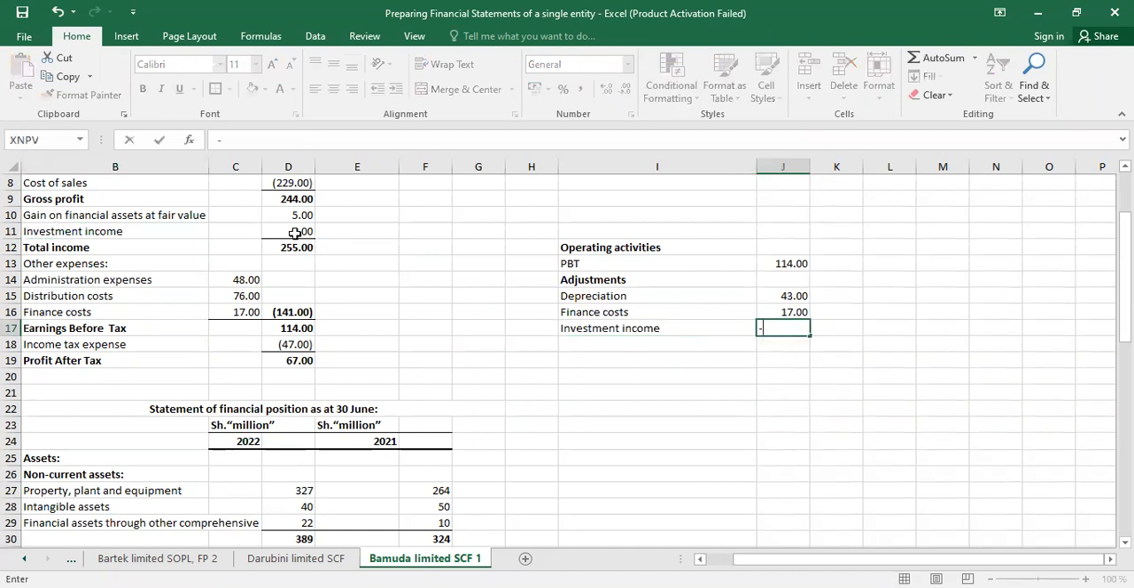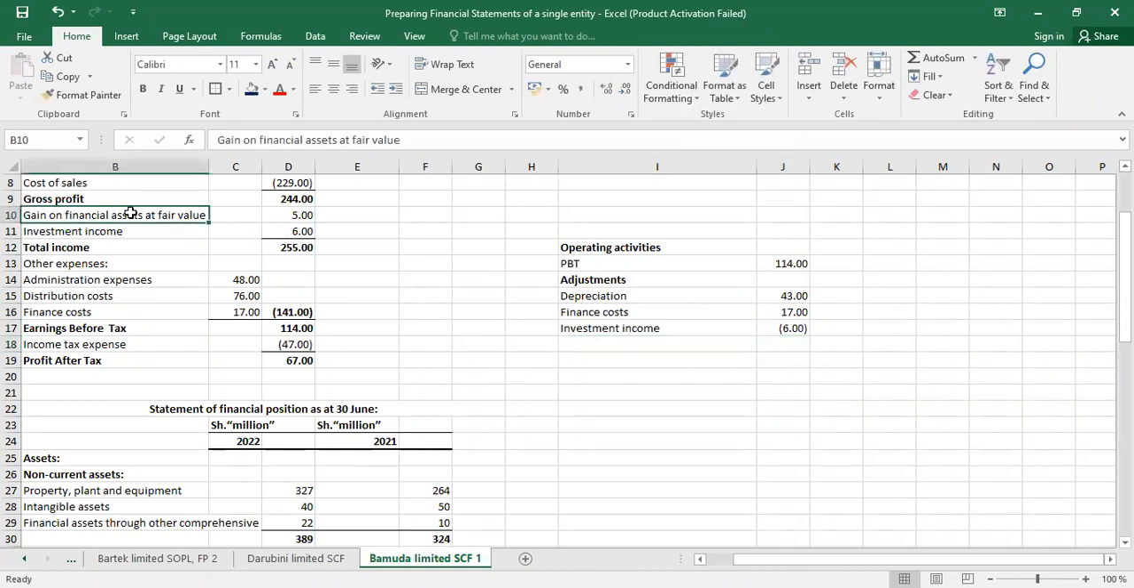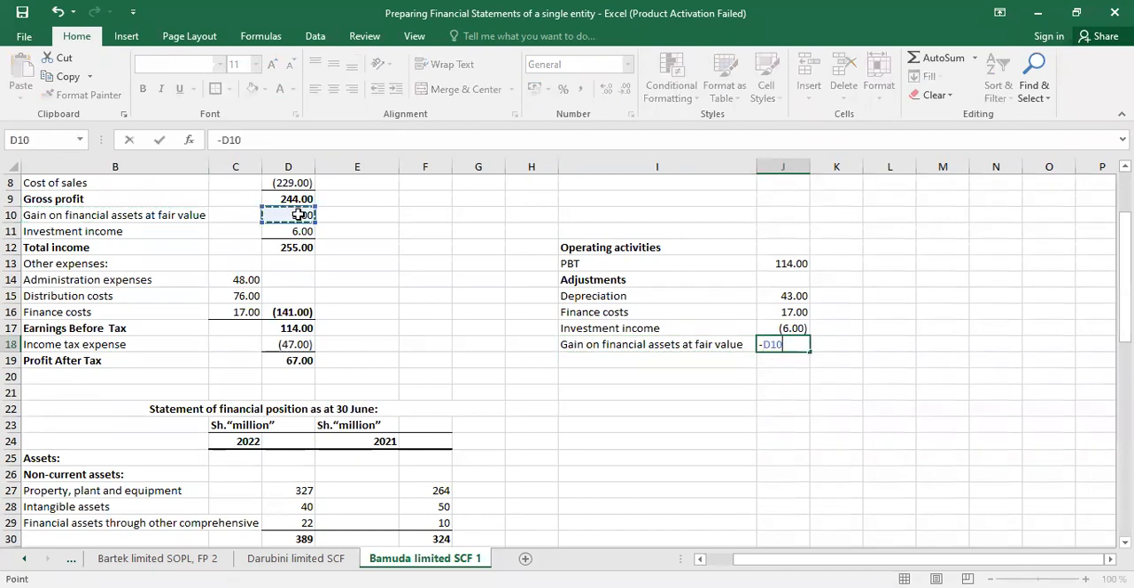So I start with a negative, then I take on 6, isn't it? Gain on financial asset at fair value. It's not an item of operating, isn't it? Unless it also, Control V. So I start with a negative to less it. Isn't it? So we've done these ones.